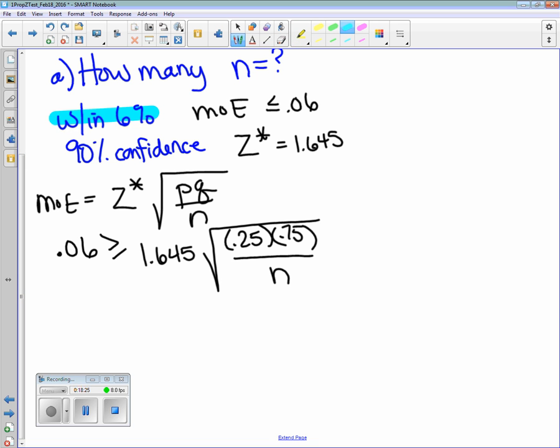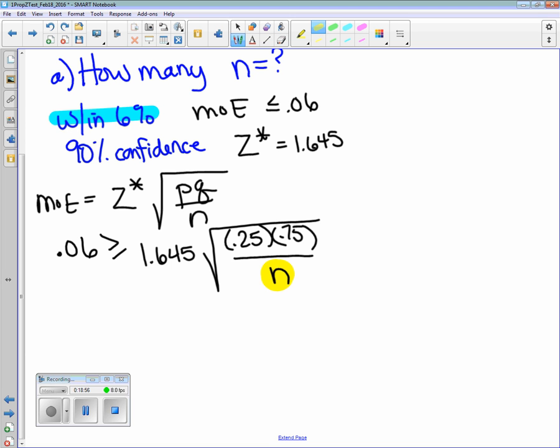Let's figure out where N is. N is down here. Do you remember when you have a radical back from algebra 2, how do I solve for where this is? What do I need to do? What do I have to get rid of? Not yet. There's actually 3 things I need to do. I got to get rid of the square root, but I can't do that yet. What do I have to get rid of first before I can get rid of the square root? The Z star, the 1.645.